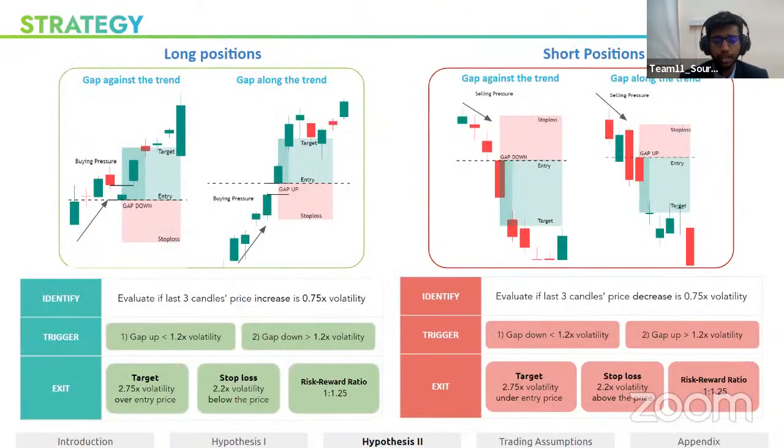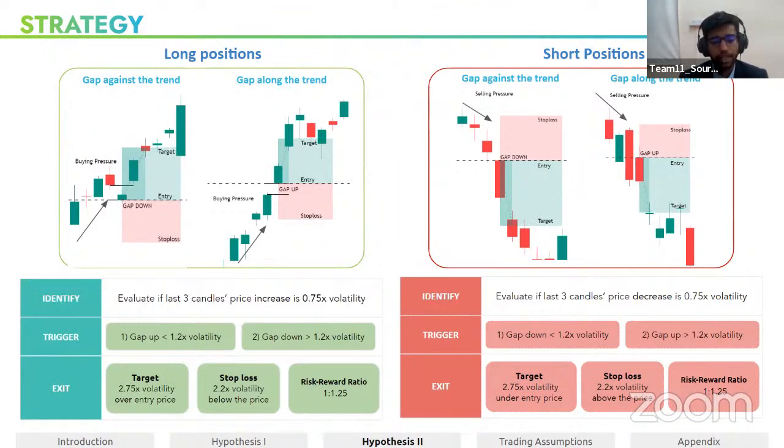We are identifying a trade setup when we see a 3-candle system with a trend of more than 0.75 times the volatility of the instrument. Our trade is triggered either when there is a gap opening of less than 1.2 times the volatility of the ticker in the direction of the trend, or when there is a gap opening of more than 1.2 times the volatility of the ticker against the direction of trend.